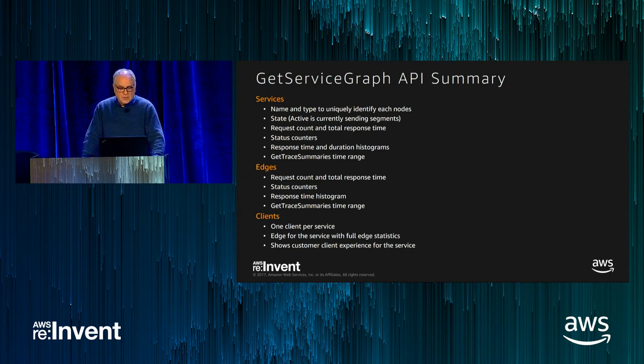And something we're going to talk about a bit later is the Get Trace Summaries time range, which basically says, for this particular return from the service graph API, what was the start and end time of the traces that were considered to build it? Same thing for the edges. And we also have one for the client.